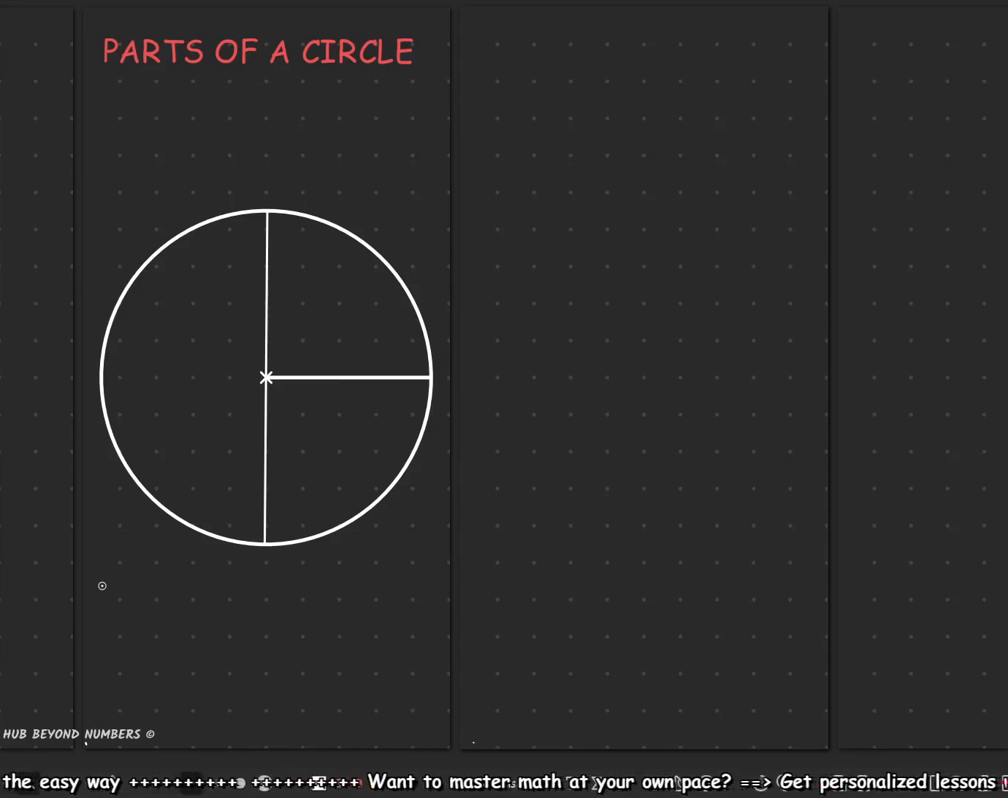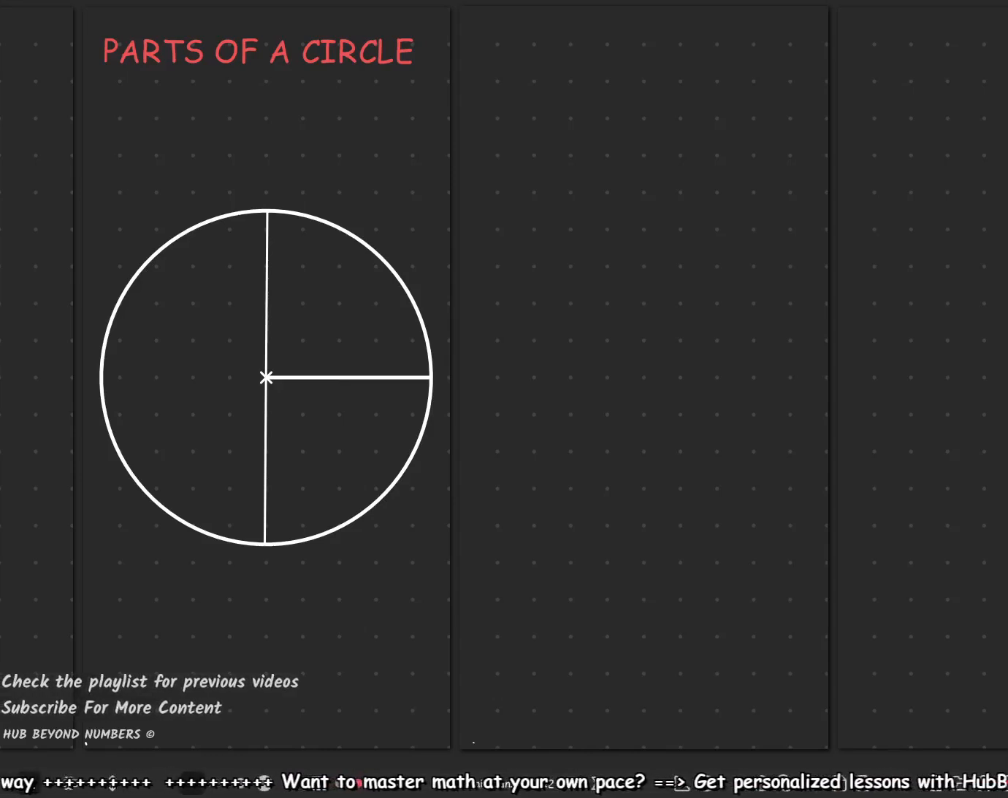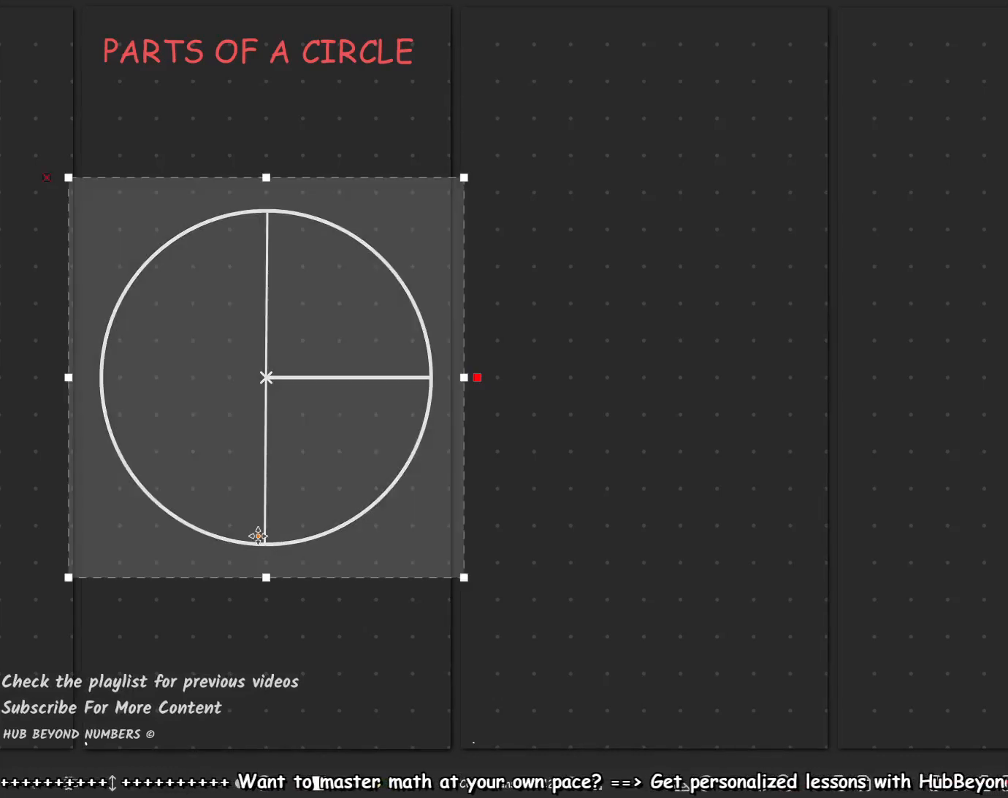All right, so in our subsequent sessions, we'll be looking at the relationship between the radius and also the diameter.